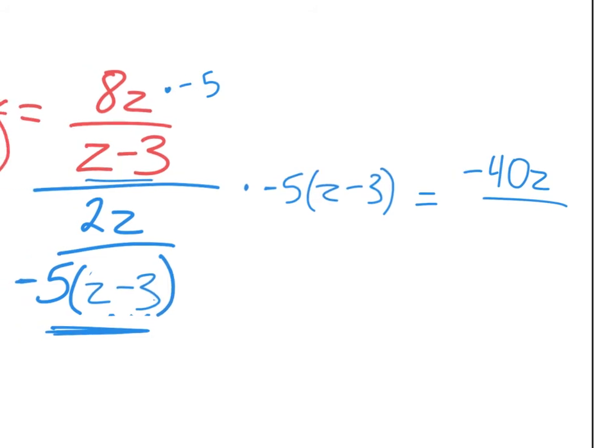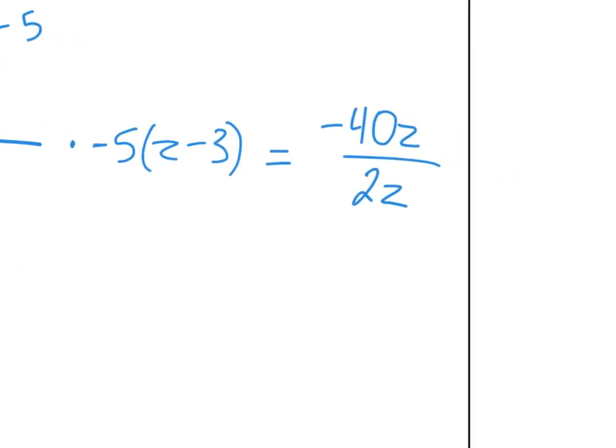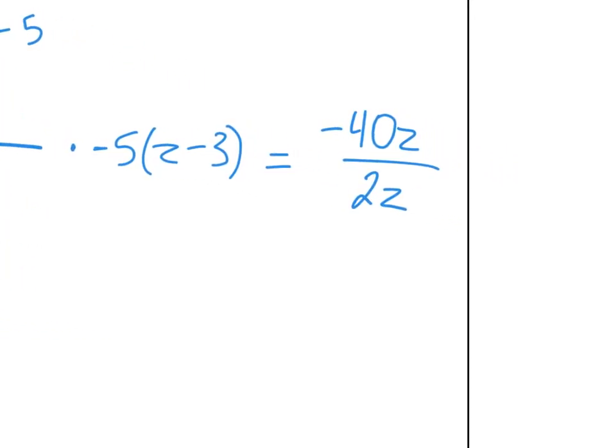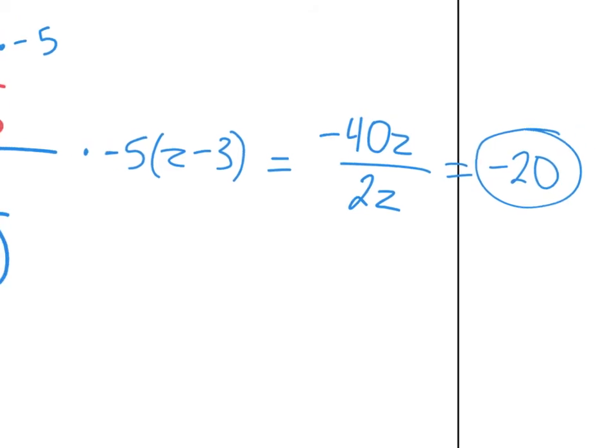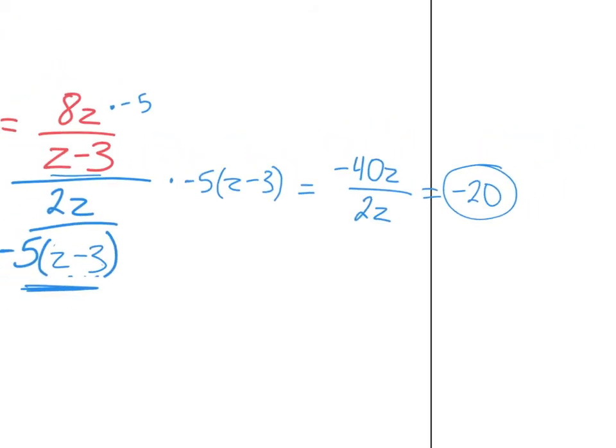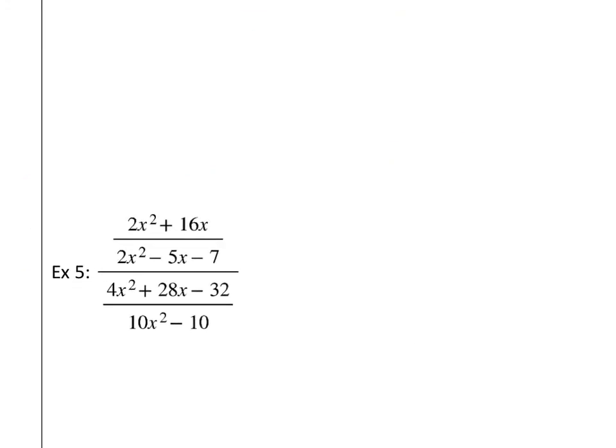And then we go to the bottom. -5 times z minus 3 divided by -5 times z minus 3 is just 1, so we just leave it as 2z. Can I simplify that further? I sure can. -20. Good. Questions on that? All right. We will keep going here.